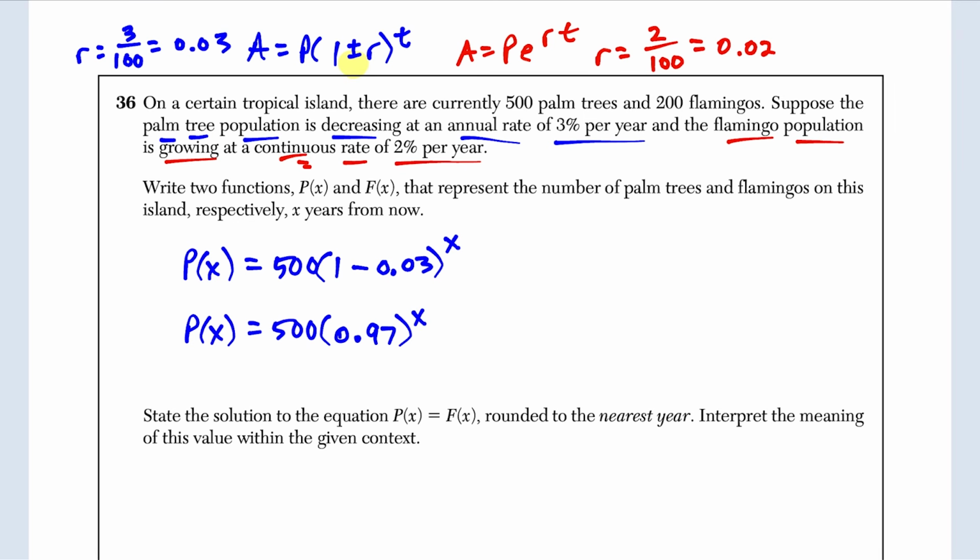So P of x simplifies nicely to 500 times 1 minus 0.03 is 0.97, and we're raising this up to the x. And now for capital F of x, that's our flamingo function. We have capital F of x equals the initial flamingo population is 200, and then we have e to the power r is 0.02, and then we're multiplying by t, but in this case here, we're going to use x. So we just have to switch letters.